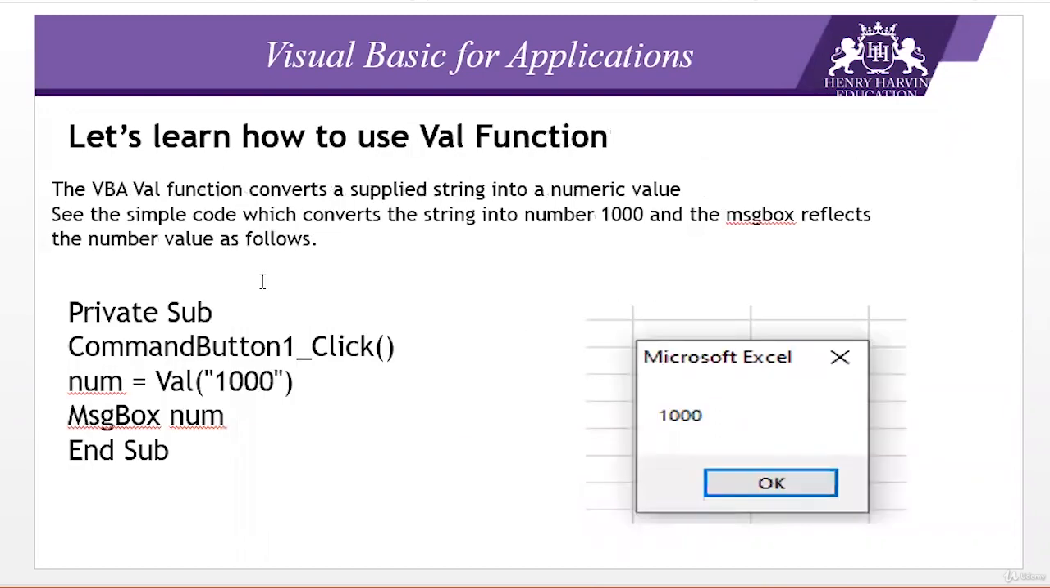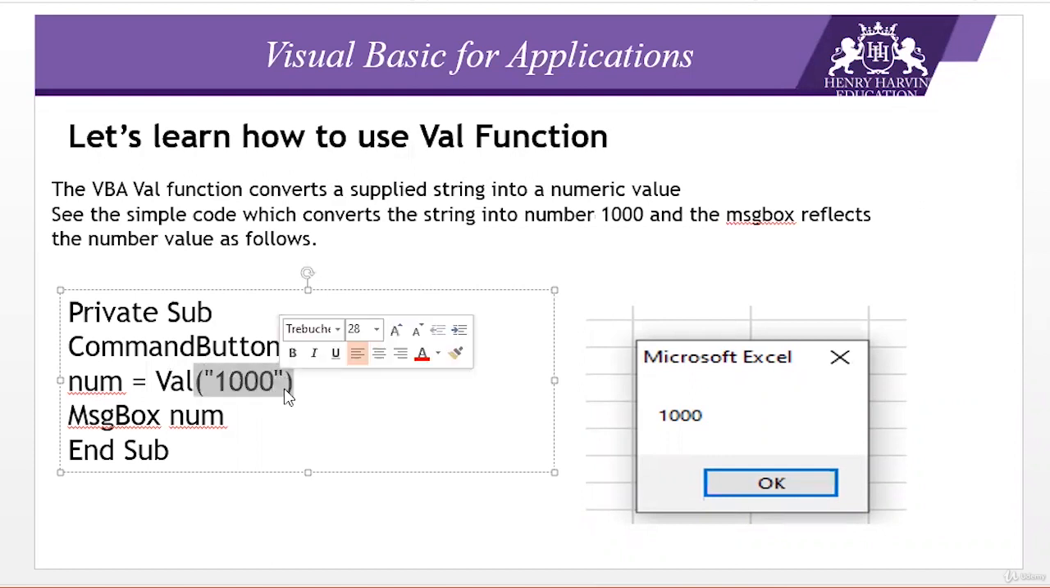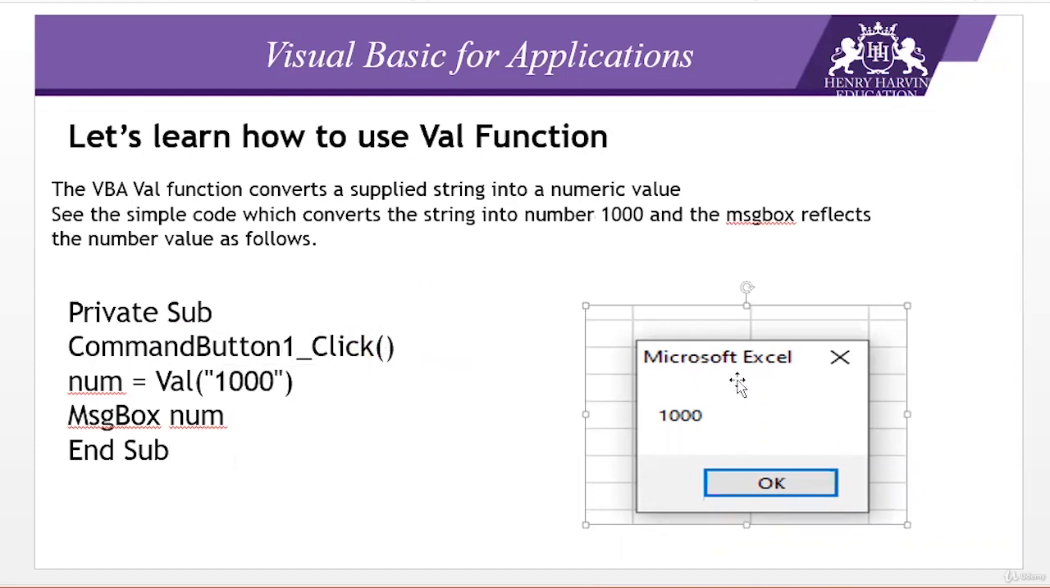Now let me show you an example. You can see the value function which we are using. Inside the value function, we are giving 1000 in double quotes, and that value is stored as a number. So you can see the value function is making that 1000, which is text, into a number. You can read that in the message box. So this number is coming. Now you know how to use the value function in VBA.